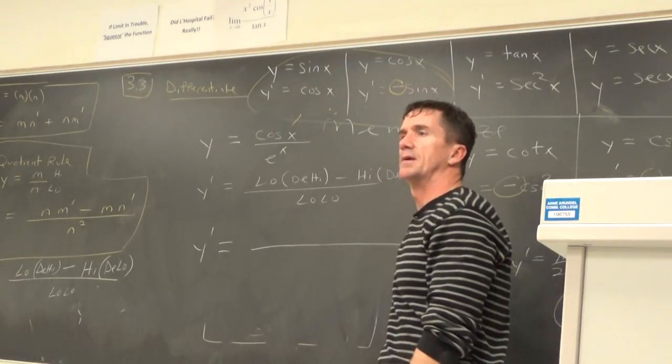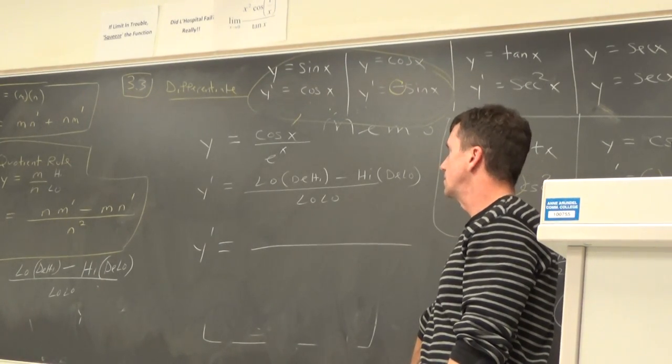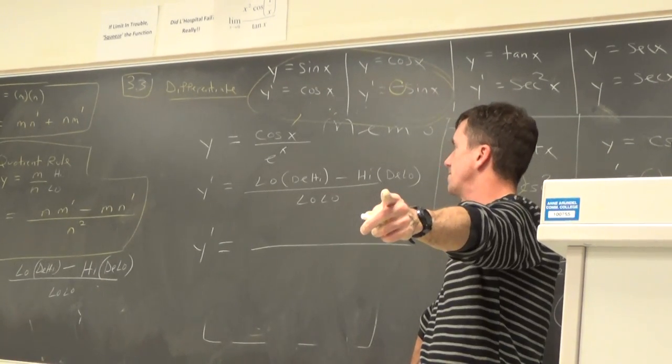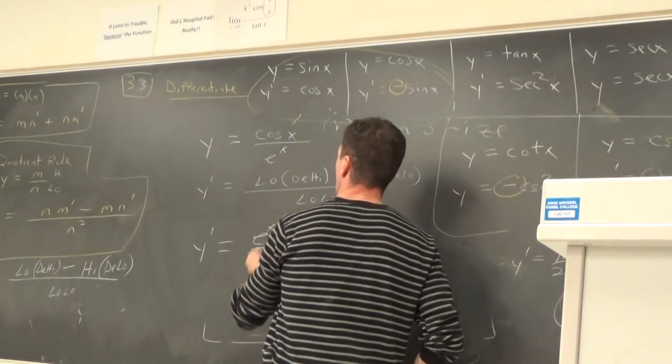The reason I chose this is the denominator. I want to see how we could write that low low. E to the E to X. All right, low. What's the derivative of high?